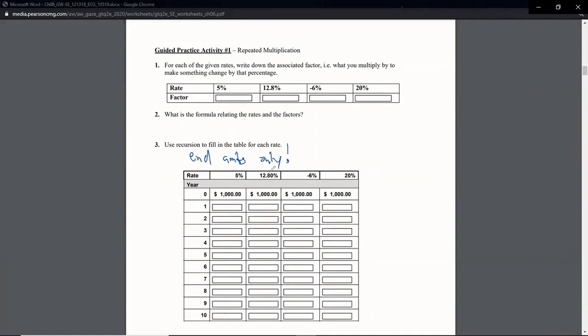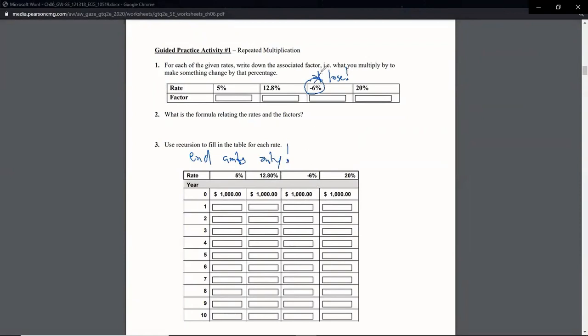One of them is based on a 5% rate, one on a 12.8% rate, one on a -6% rate, and one on a 20% rate. Now, please note, one of them is negative. This means you're losing money each year. Your money is going to go from $1,000 to maybe $900 and some change, then down to $800 and some change, then $700 some change, eventually $600 and some change. So this one will be going down.